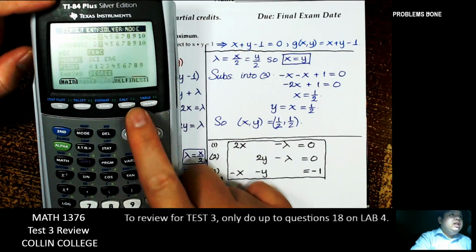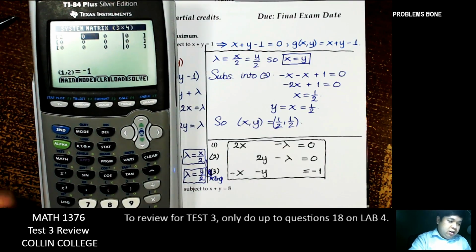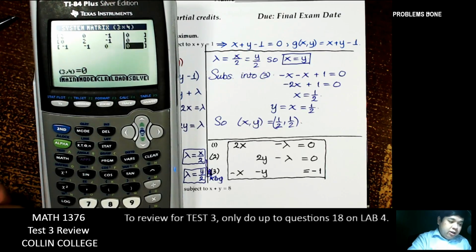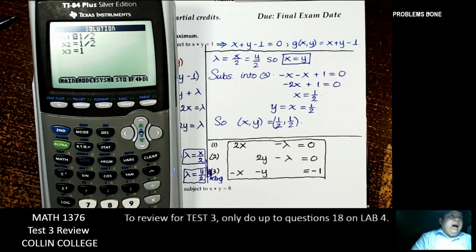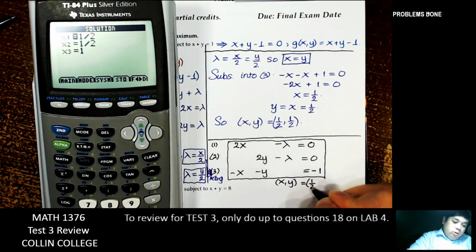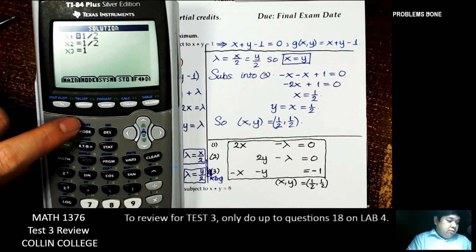Don't need to change much. Hit next. Coefficients 2, 0, negative 1, 0, negative 1, and 0, 0, 2, negative 1, 0, negative 1, negative 1, 0, and negative 1. And then we hit solve. And we have 1/2 and 1/2, which is of course exactly what we had before.